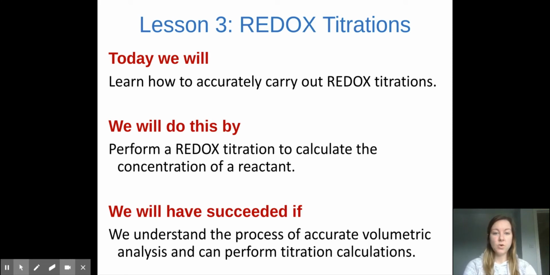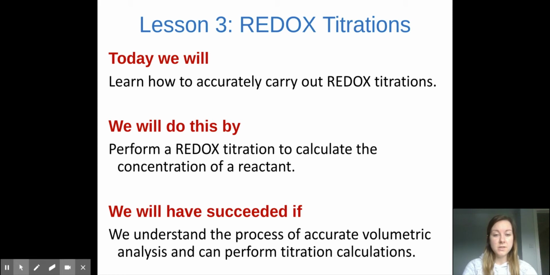So that is the end of the redox titration lesson. Hopefully you understand the process of accurate volumetric analysis. So by that I'm talking about making standard solutions. So remember, a standard solution is a solution with accurately known concentration. So you need to be very, very accurate with your weighing. Make sure that you're using appropriate methods like weighing by difference or using the tare function to weigh out your masses of solid, dissolving this in some water to then place in a volumetric flask.